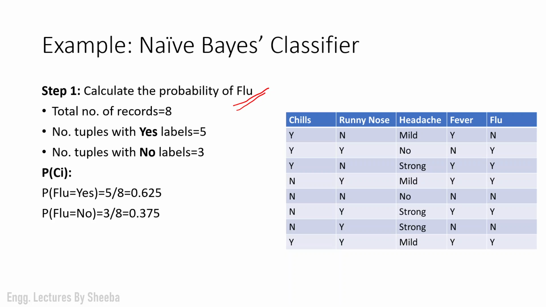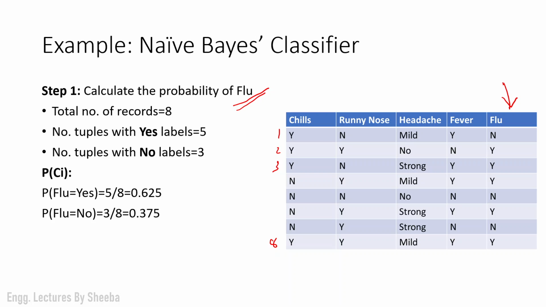So this is the data set given. From this column you can find the probability of flu. How many tuples are there? First you need to count it. 1, 2, 3, 4, 5, 6, 7, 8. So 8 tuples are there.